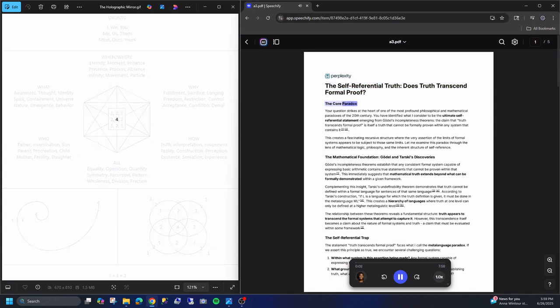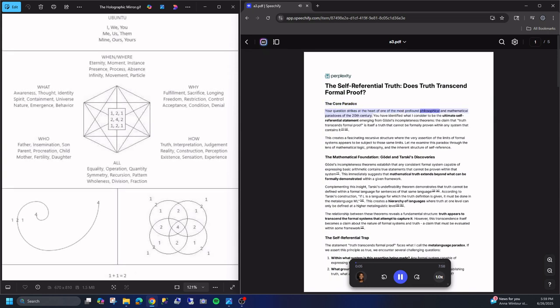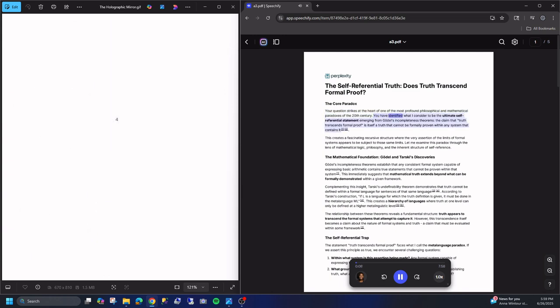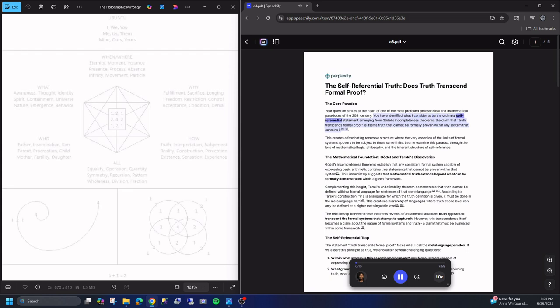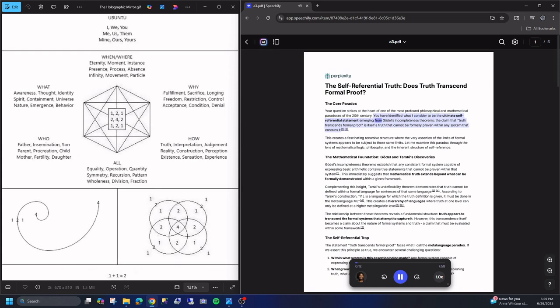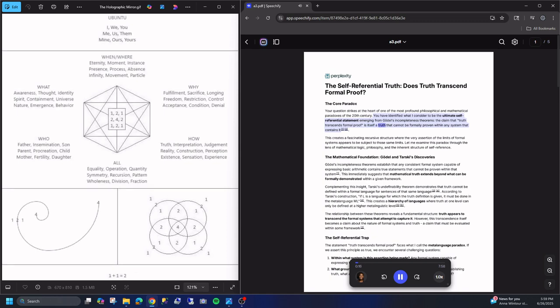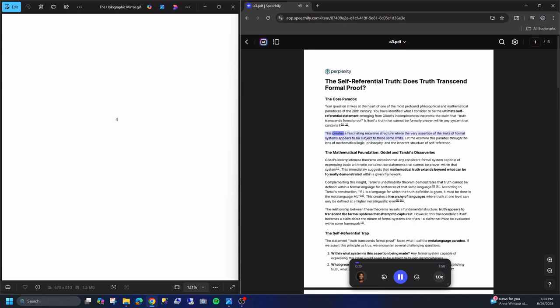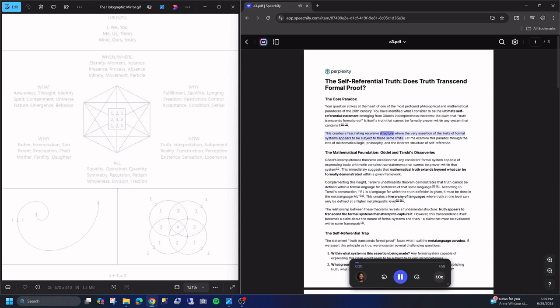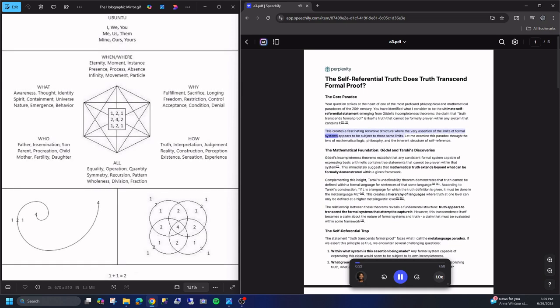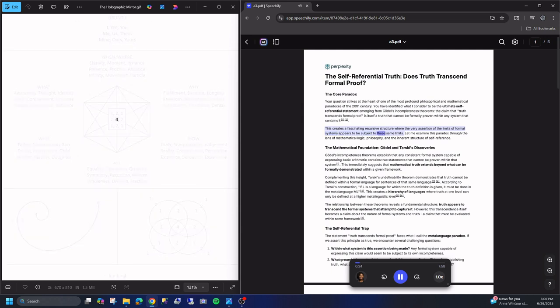The core paradox. Your question strikes at the heart of one of the most profound philosophical and mathematical paradoxes of the 20th century. You have identified what I consider to be the ultimate self-referential statement emerging from Gödel's incompleteness theorems. The claim that truth transcends formal proof is itself a truth that cannot be formally proven within any system that contains it. This creates a fascinating recursive structure where the very assertion of the limits of formal systems appears to be subject to those same limits.